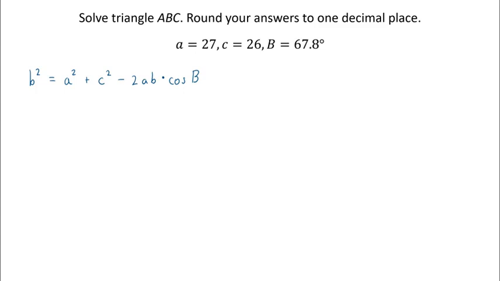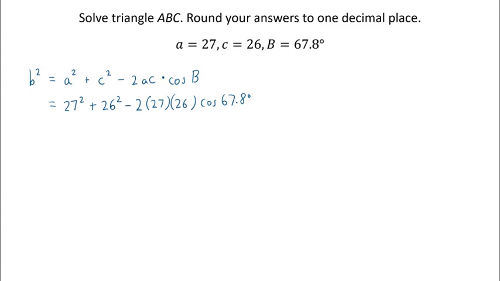And to do that, we'll use b squared equals a squared plus c squared minus 2a, that should be c, not 2ab. Pardon my mistake. So let's try that again. To find the length of side B, we'll use the formula b squared equals a squared plus c squared minus 2ac times cosine B. Plugging in all of our given information gives us 27 squared plus 26 squared minus 2 times 27 times 26 times the cosine of 67.8 degrees.